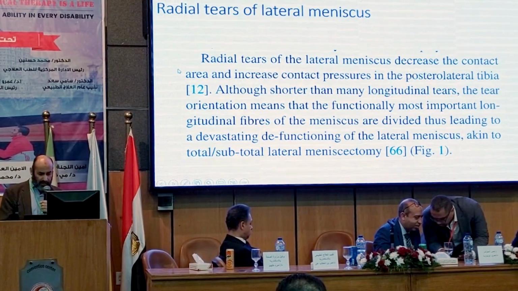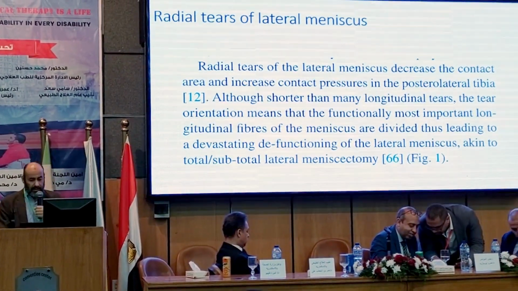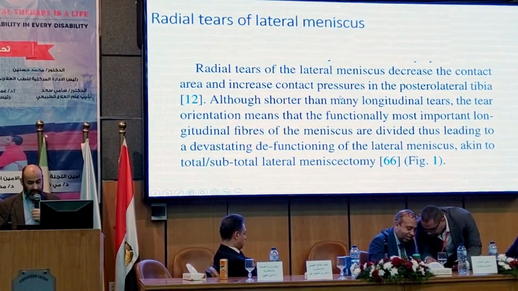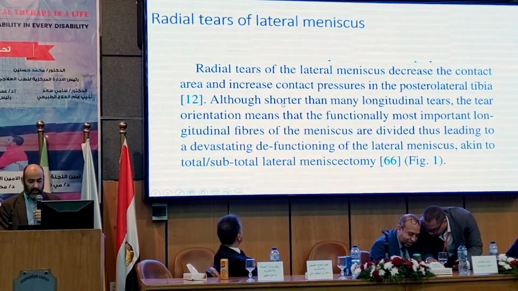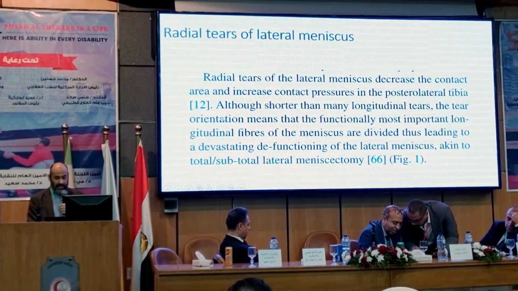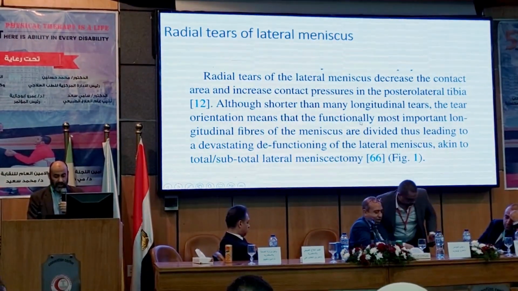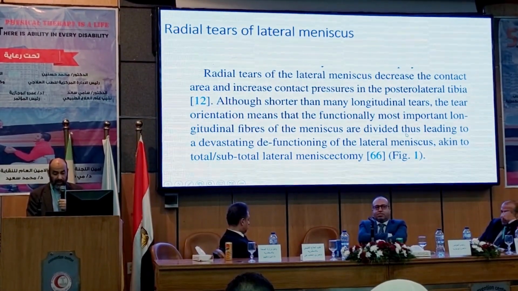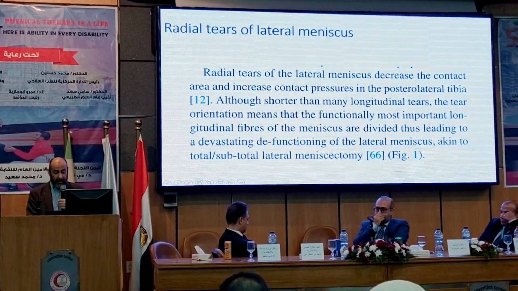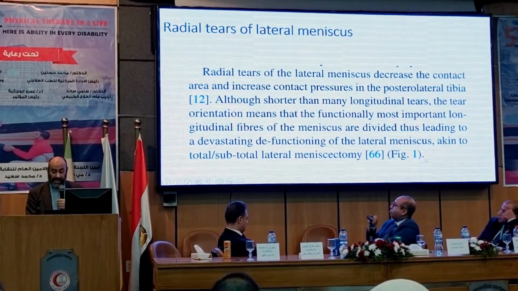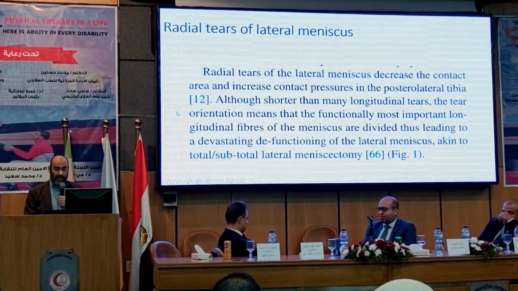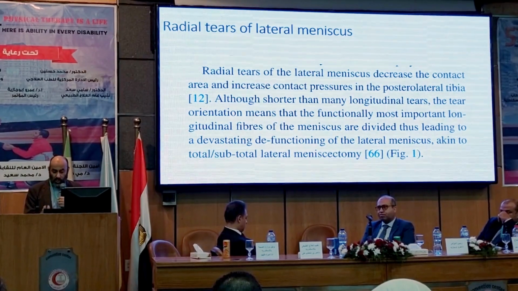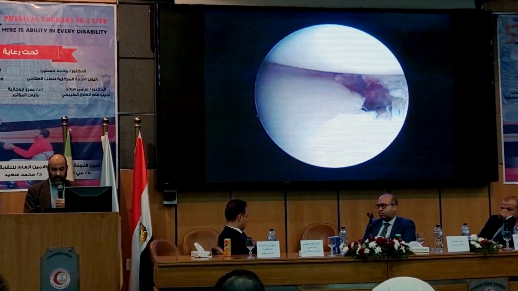Going back to Andy Williams' paper talking about radial tears of lateral meniscus, they decrease the contact area and increase contact pressures, especially in the posterior lateral teeth. Although shorter than many longitudinal tears, the tear orientation means that the functionally most important longitudinal fibers of the meniscus are divided, thus leading to a devastating defunctioning of the lateral meniscus, akin to total or subtotal lateral meniscectomy. So radial tear is equal to total lateral meniscectomy, functionally.